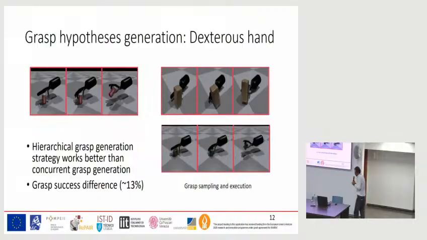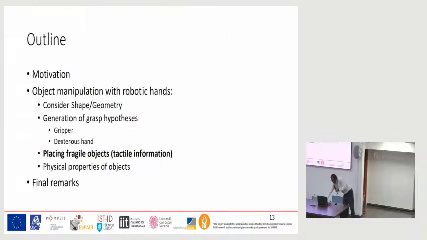Okay, this is the second message that I wanted to convey. Then the third one is about placing fragile objects. That is the case also of the frescoes. So you have to be very careful, because otherwise the fragments will tear apart, will break apart.